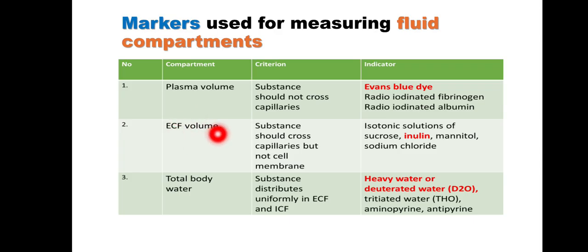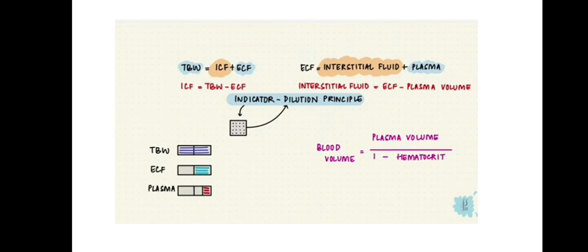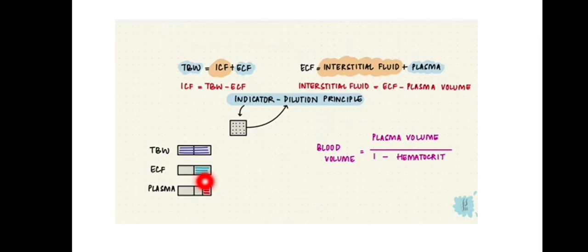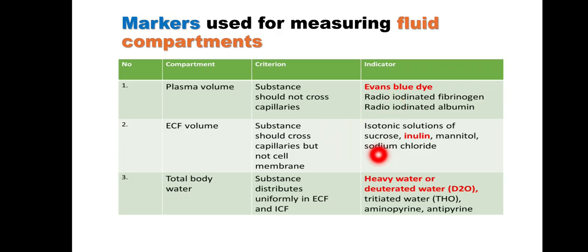How about the ECF? The substance can cross the blood capillaries, because blood capillaries are still part of the ECF, but it should not cross the cell membrane. Remember the one I was talking about here? The demarcation in between here is the cell membrane. So it can cross the blood capillary, but it should not cross the cell membrane. Because if it crosses the cell membrane, then it goes into the intracellular fluid, and then we are measuring the total body water. I hope it's clear.